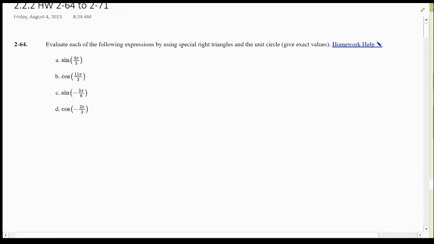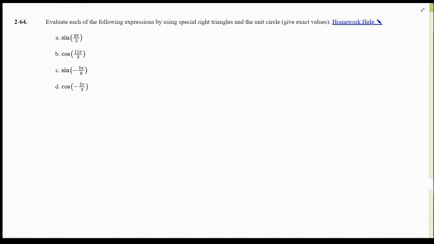Here it's asking us to evaluate each of the following expressions using special right triangles and the unit circle. So I'm going to probably use the unit circle on this one to help me with it. So for the first one, it says sine of 4 pi over 3.